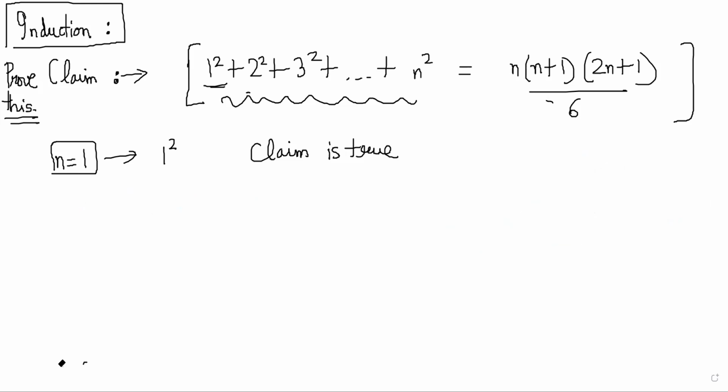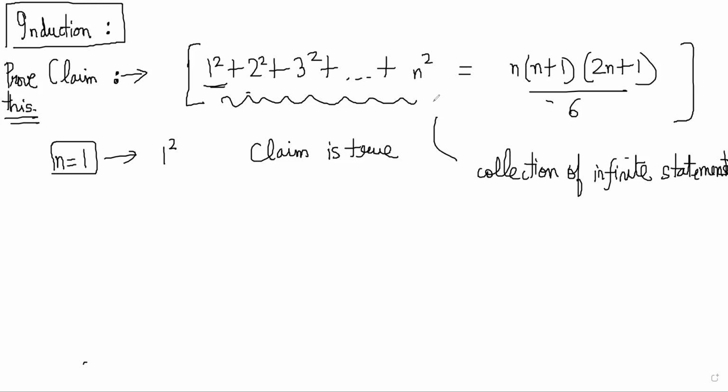Correct. And it is impossible to check all numbers. So the way you do it is by first thinking of this statement. This statement is a collection of infinite statements, no? Because n can keep changing, right? If you say something like this, basically you're saying it for all values of integers n. So you are not just saying one thing, you're saying an infinite number of things, right?